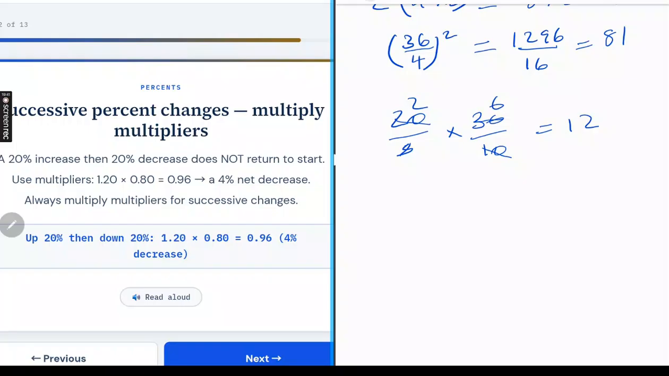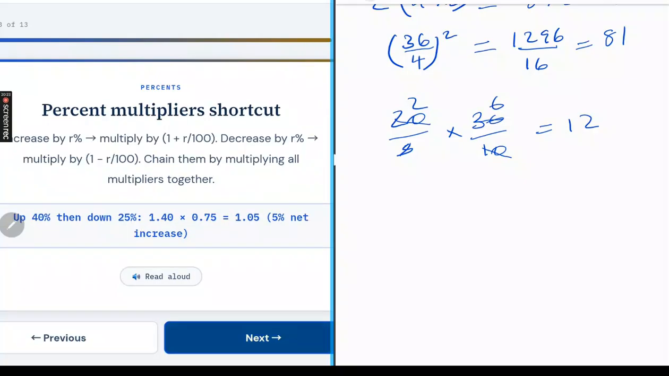You increase by 20%, that is times 1.2. You decrease by 20%, that is times 0.8. Why 1.2? Because a 20% increase means 120%, and 120% means 1.2. A 20% decrease means that 80% is now remaining, and 80% means 0.8. In this case, 1.2 times 0.8 is 0.96, meaning 4% is missing, or a 4% decrease.